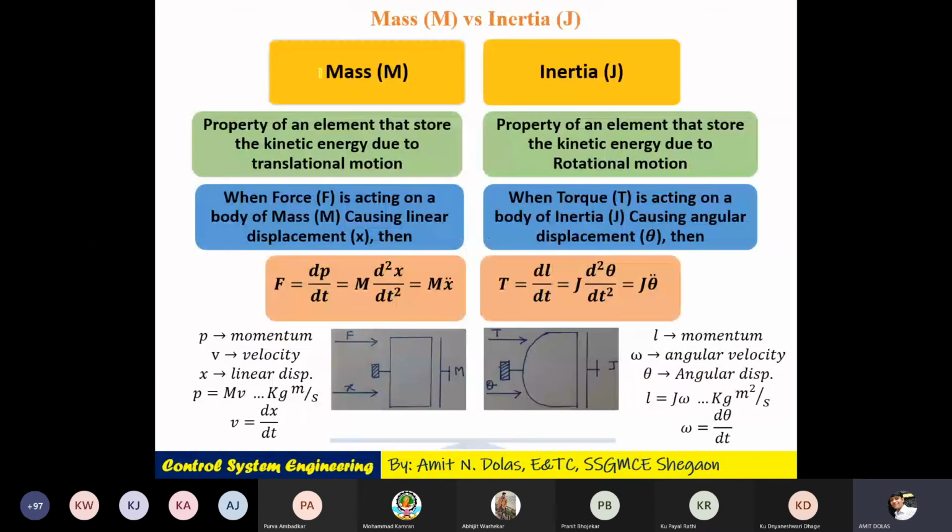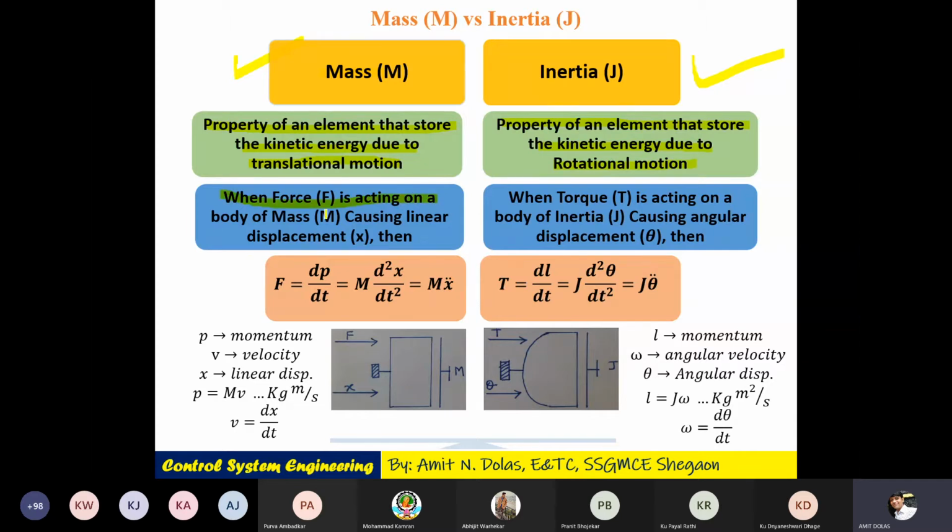Just have a differentiation between mass and inertia. The property of an element that stores kinetic energy due to translational motion is nothing but mass. Inertia is the property of an element that stores kinetic energy due to rotational motion.